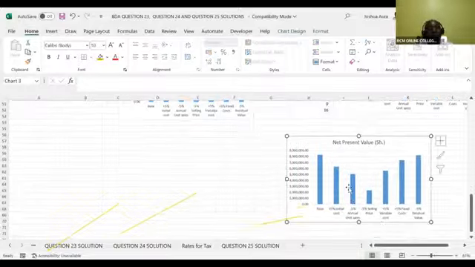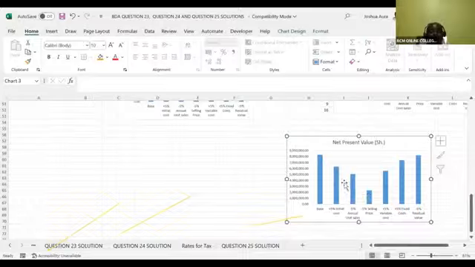So now you have it here, net present value. It will give you everything like that.